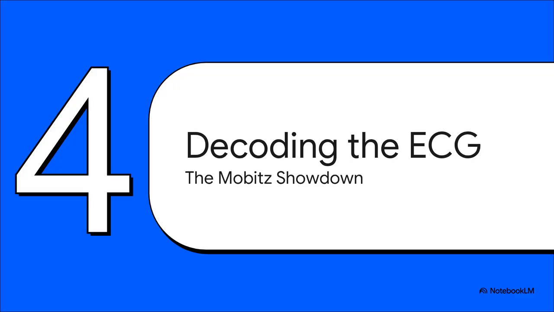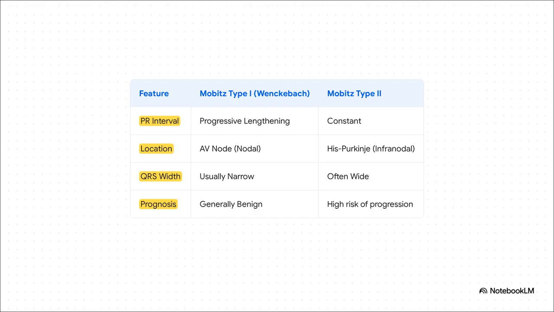Okay, telling the difference between Mobitz I and Mobitz II is a classic exam question. But more than that, it's clinically vital because their prognoses are just worlds apart. So let's put them head-to-head and really lock in the differences. This table right here is your money slide. The PR interval tells you the behavior, lengthening versus constant. But the most important row on this whole table is location.